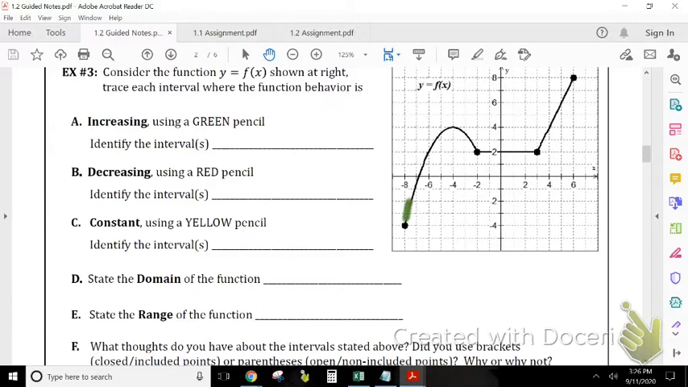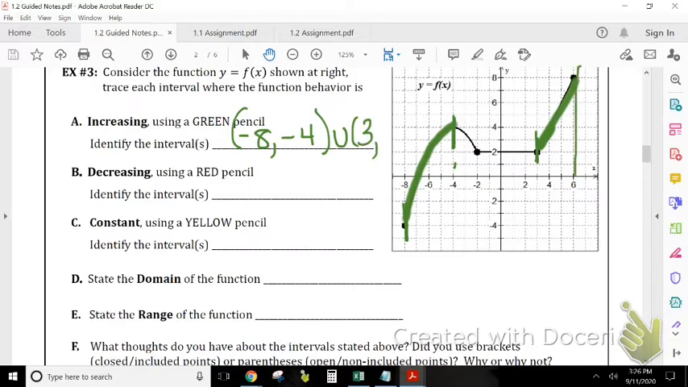So as I read it from left to right, I can see that it's increasing right here. Well, where did it start increasing? It started increasing down here at this point, which the x value there is -8. And it stopped increasing right here where that change is going to happen, and that's at -4. Remember, at -8 and -4, it's not increasing nor decreasing. It's where the change is occurring, so use parentheses. Is it increasing anywhere else? It is. It's increasing over here on this portion. So we can see it starts increasing here at 3, and it stops increasing over here at the 6.